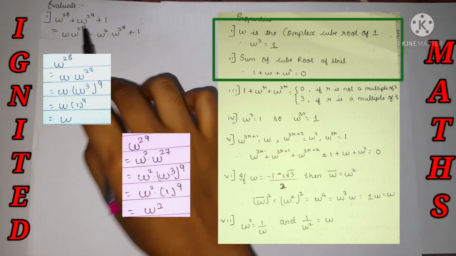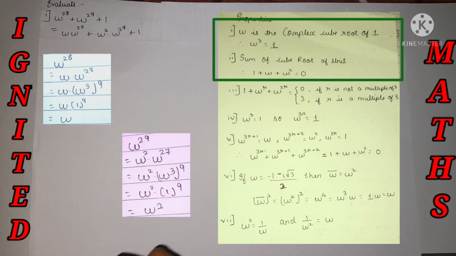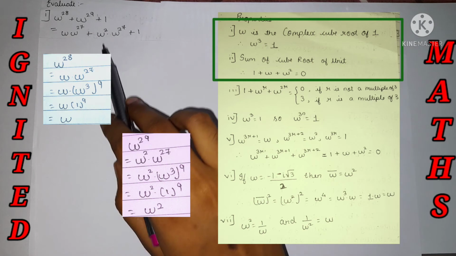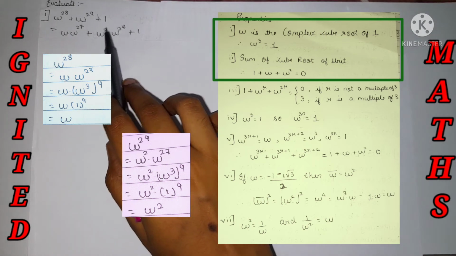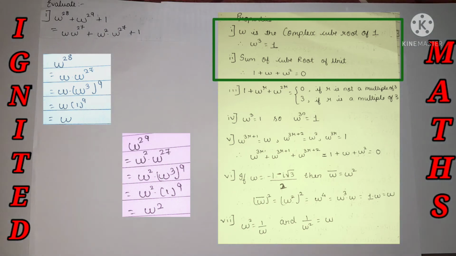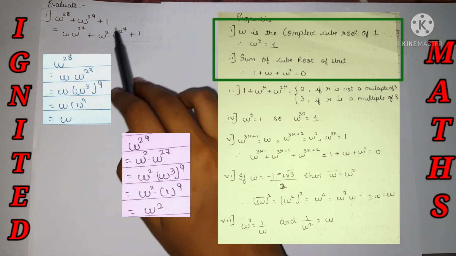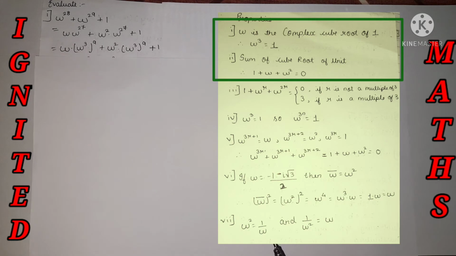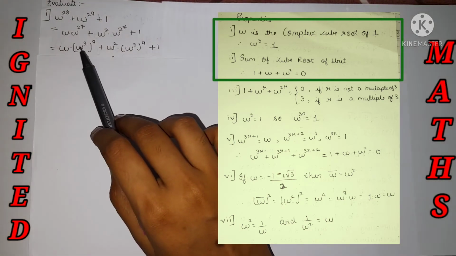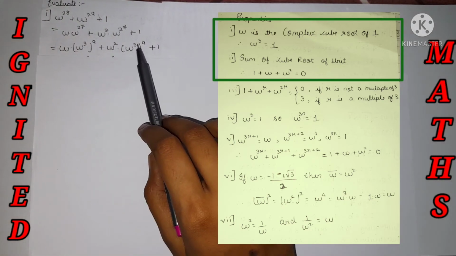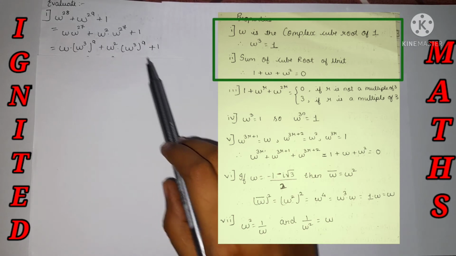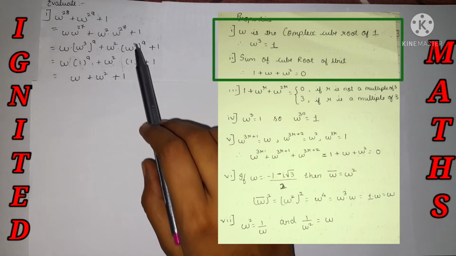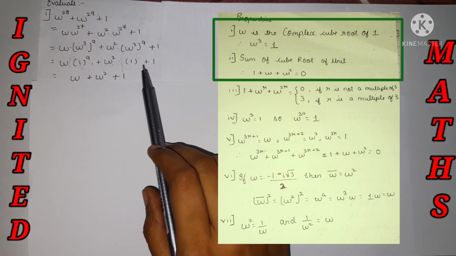Over here, omega raised to 29. So I have done the calculation as omega raised to square dot omega raised to 27, so it's nothing but 2 plus 27, which is 29. Here also we can use the omega raised to cube property. So let's use it. I have done it: omega raised to cube into 9, and over here omega raised to cube into 9. Afterwards, 1 raised to 9 is nothing but 1, and over here also 1 raised to 9 is nothing but 1.